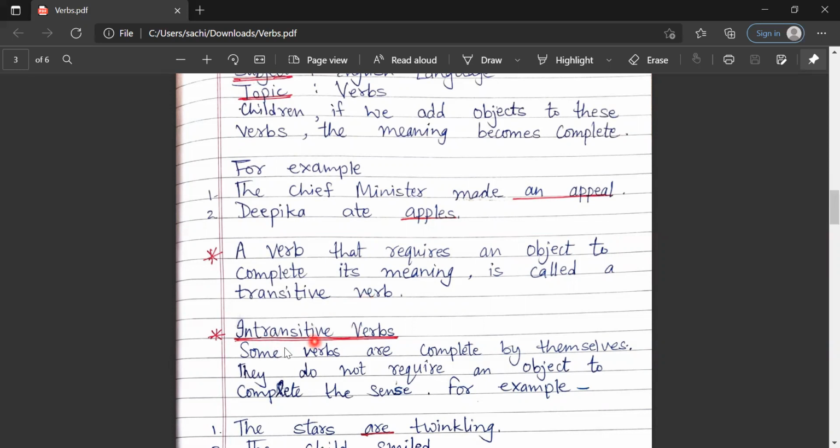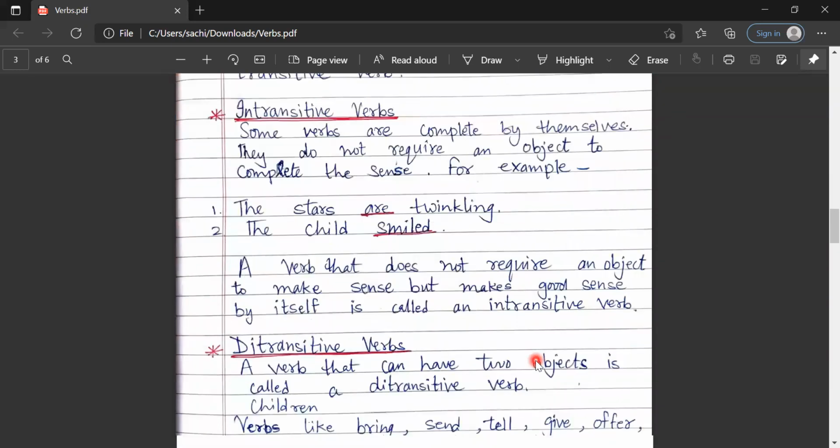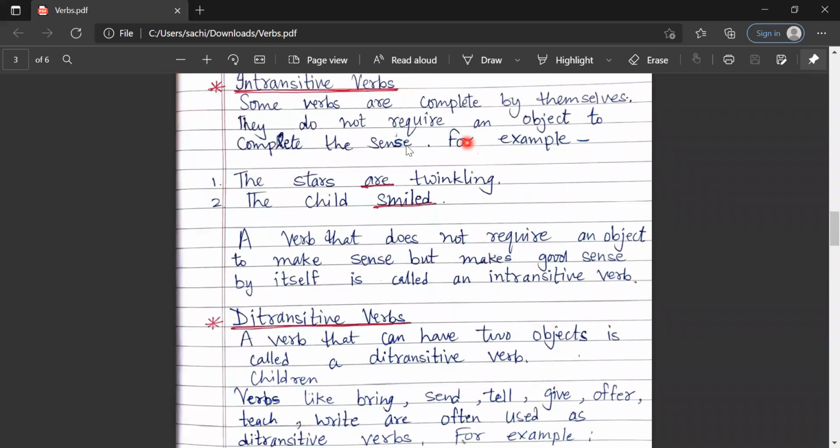Intransitive verbs. Some verbs are complete by themselves. They do not require an object to complete the sense. For example, the stars are twinkling. Number 2, the child smiled. A verb that does not require an object to make sense but makes good sense by itself is called an intransitive verb.